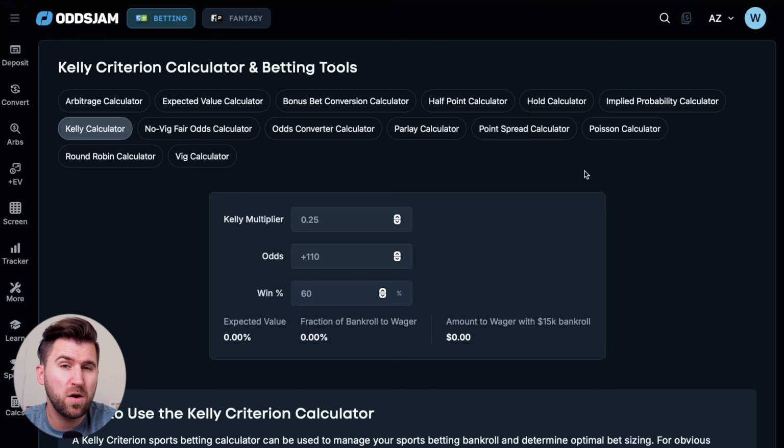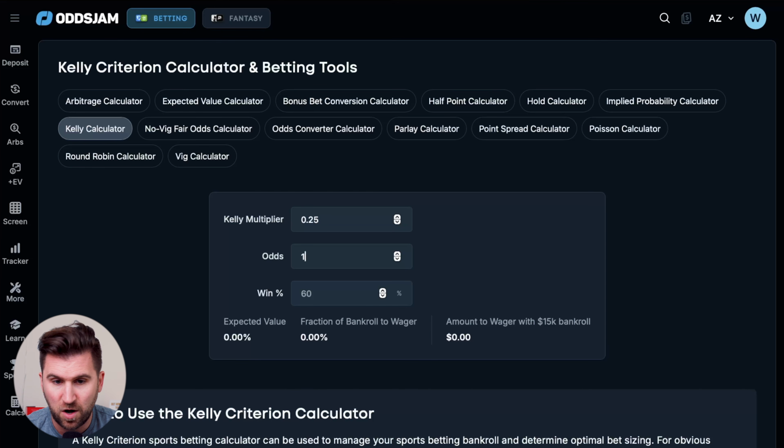The fifth and final calculator is the Kelly Criterion calculator, and this one determines how much you should bet on each opportunity. You see, most bettors either bet too much or they go broke during losing streaks, so using this calculator really helps figure out your optimal betting size. I always recommend using quarter Kelly, or 0.25.